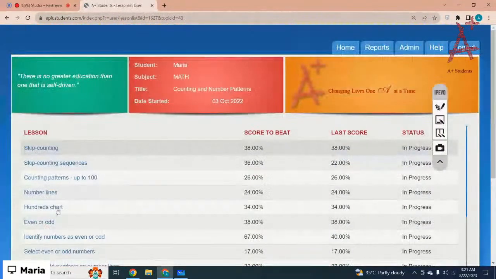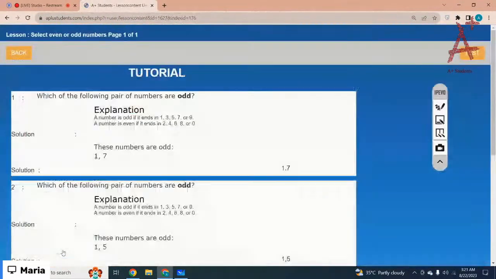The next lesson is select even or odd numbers. Okay, that's the same way. The lesson is exactly the same as we just did. Which of the following pair of numbers are odd? Okay, so you are now given a pair of numbers. You have to identify which is the odd one, right?